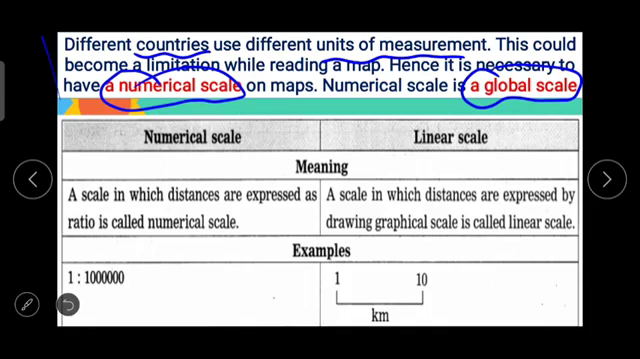A scale in which distances are expressed as a ratio is called a numerical scale, and a scale in which distances are expressed by drawing a graphical scale is called a linear scale. But about the numerical scale we have to keep in mind that this is the worldwide accepted type of scale, and that's why we call it a global scale.